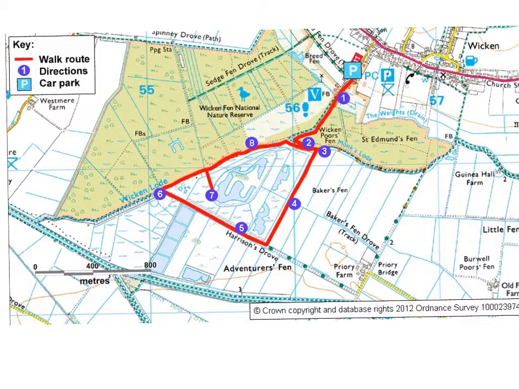This map, by contrast, shows very few contour lines. There's a 0 metre one there, 5 metre one there, and if we look closely, a spot height of 8 metres here. The lack of contour lines indicates that this is a very flat area of land.